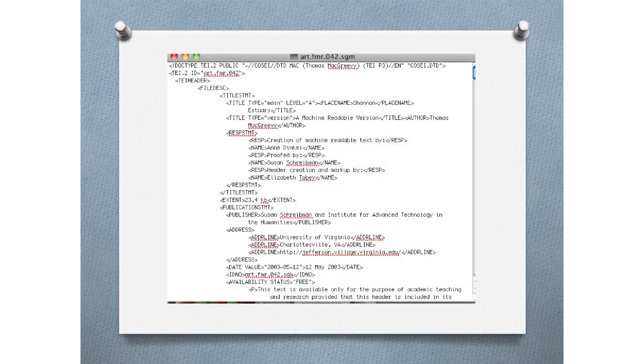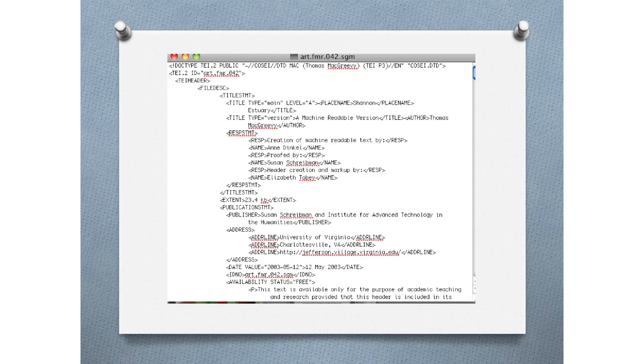SGML was made easy for humans, but was difficult for machines to process. It was made easy because at the time in the 1980s, the only way to get text into a computer was to type it in. So there was a lot of what's called minimization, so that human beings had to type fewer keystrokes.